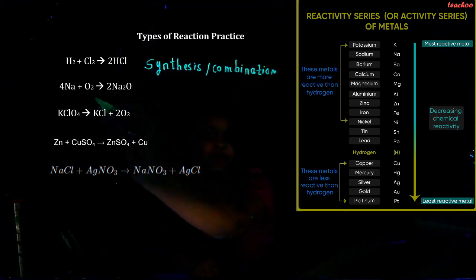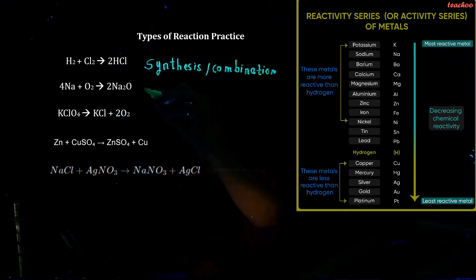Second example here, Na stands for sodium, combines with oxygen to form Na2O. So that's sodium oxide, but the hint here is we have to look at oxygen is the supporter of combustion. It helps in burning. So that gives us a hint, like this is an example for combustion reaction.